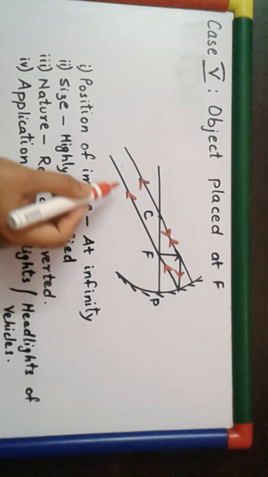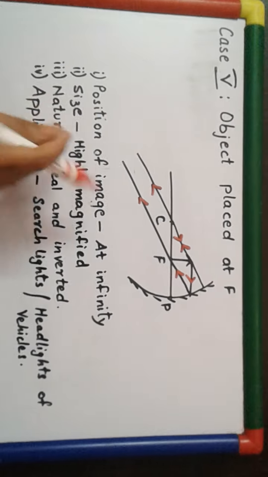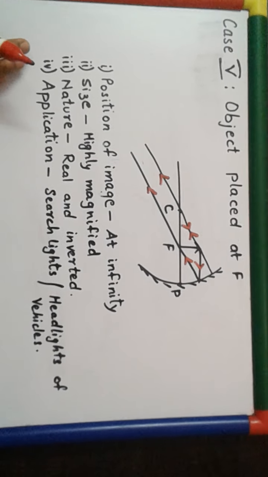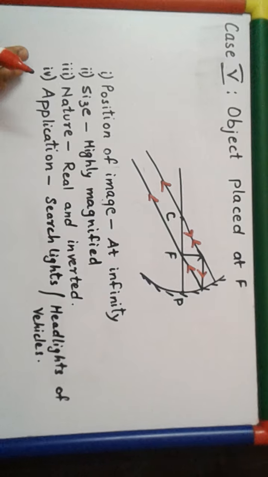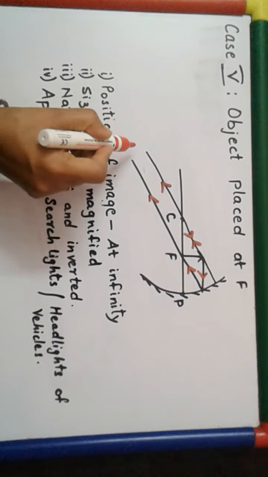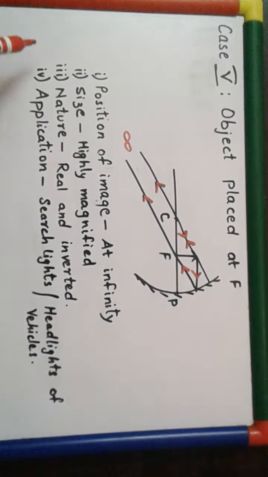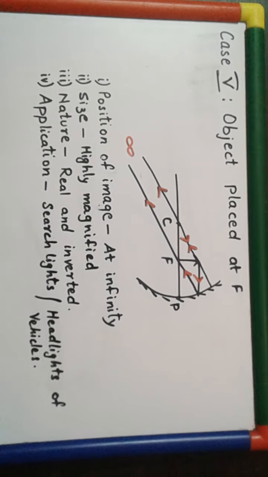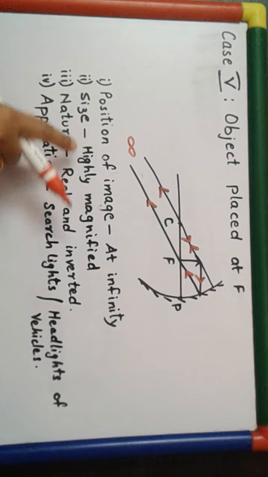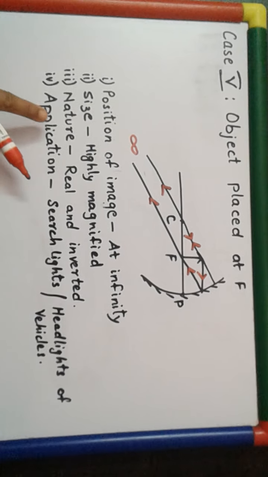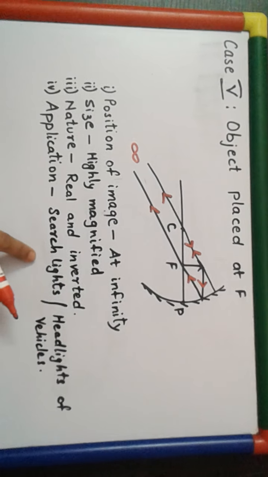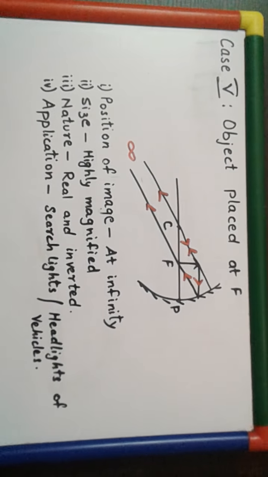Both the rays, when they come to the back side, you can see they make parallel rays. Parallel rays never meet, and therefore in case they meet, we assume that they meet at infinity. This is the symbol for infinity. So the position of image we write it meets at infinity, size highly magnified, nature real and inverted, and application they are used in searchlights or headlights of vehicles.